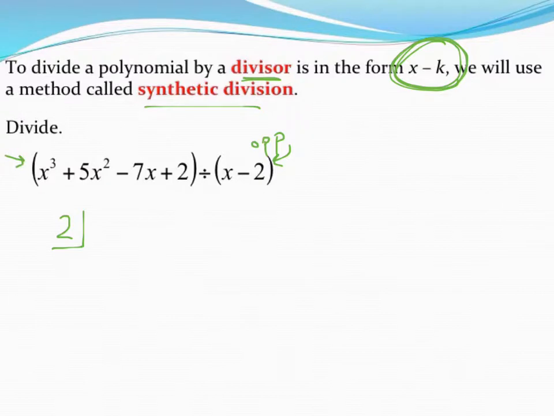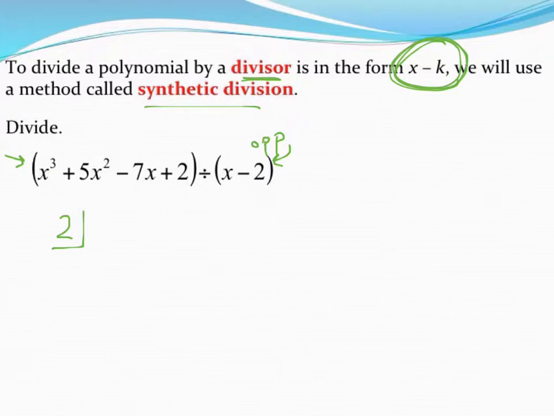A couple things I have to check for. One, I need to absolutely positively make sure that it's in descending order. So start with your highest exponent and work your way down the list. And I can see that in this one, that's the case. I have x to the third power, the second power, the first power, and the constant's always at the end. So it is in descending order.